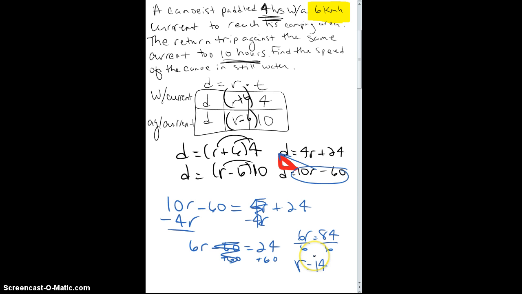Now that may or may not be what they're asking for, so let's go back and look. Find the speed of the canoe in still water. Well, that is what r is. It's the rate of the canoe if there was no current. So that would be in kilometers per hour. Yeah, kilometers per hour. So 14 kilometers per hour is my answer.